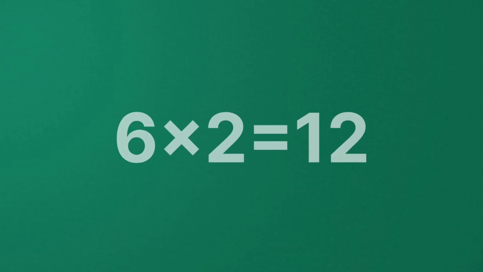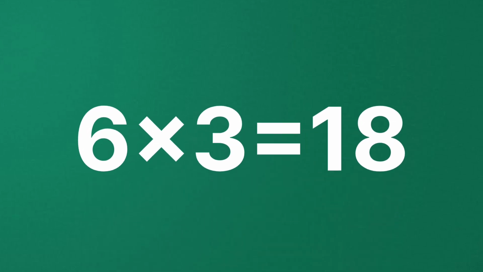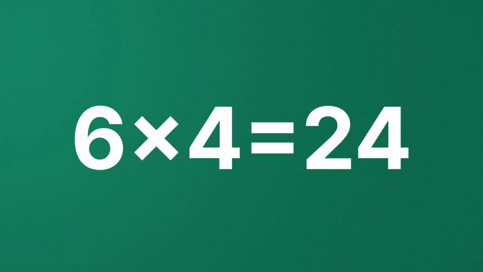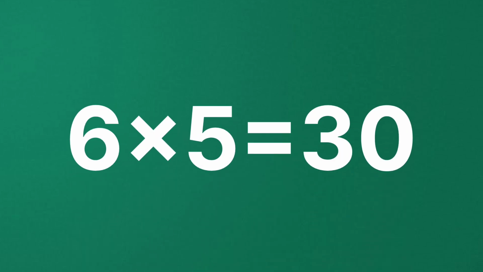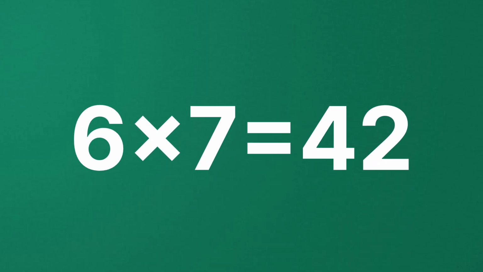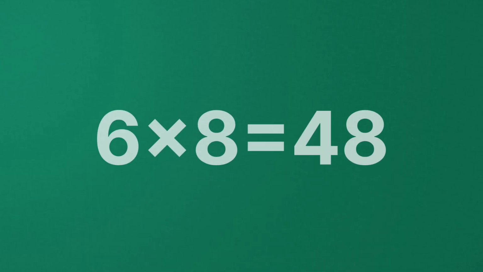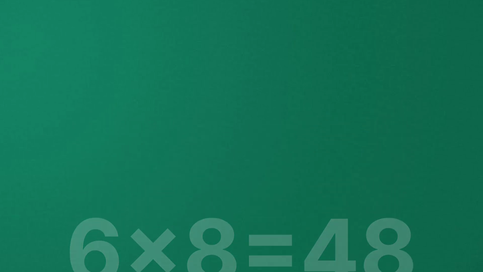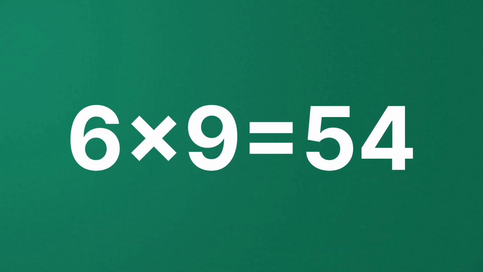6 twos are 12. 6 threes are 18. 6 fours are 24. 6 fives are 30. 6 sixes are 36. 6 sevens are 42. 6 eights are 48. 6 nines are 54.